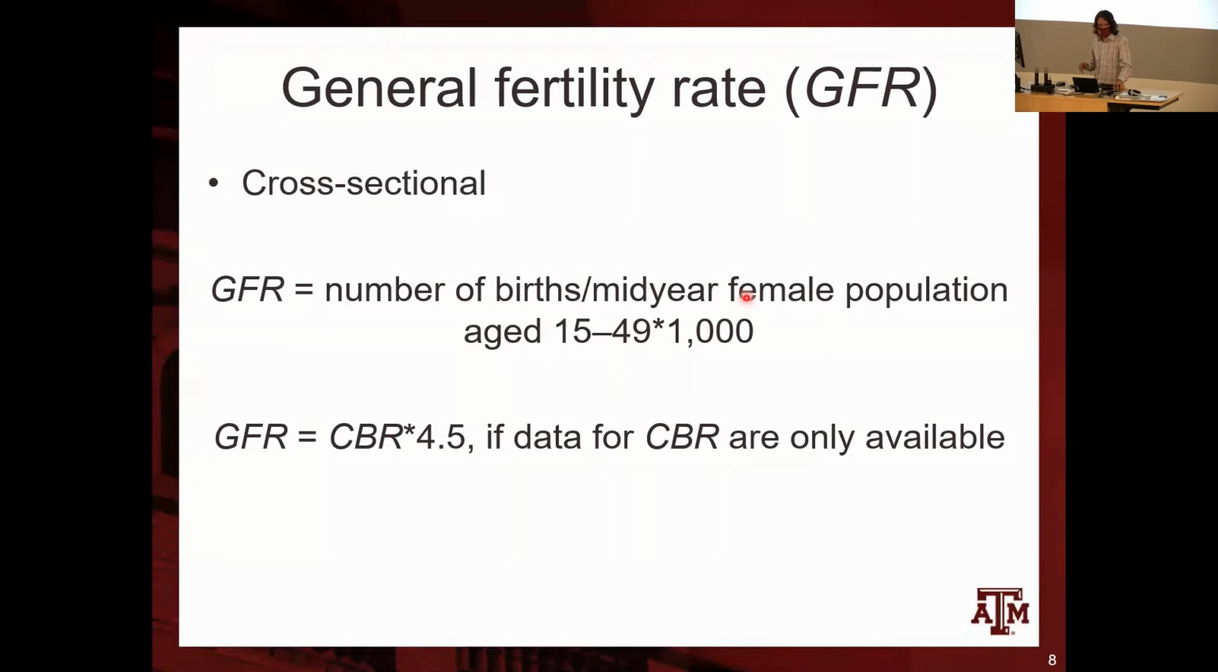Some developing countries might not have the information on how many women we had in that specific year between the ages of 15 and 49. Let's say that specific countries in specific years have just the number of births and the total population. In that case, we can calculate the crude birth rate that I showed before, but we cannot calculate the general fertility rate because we don't know exactly the female population between these ages. One way to approximate it is to take the crude birth rate and multiply by 4.5, if the data is only available for the crude birth rate, if we don't have the denominator to calculate the general fertility rate.